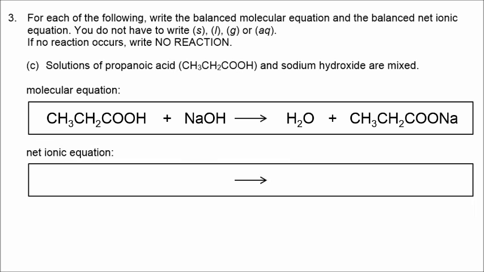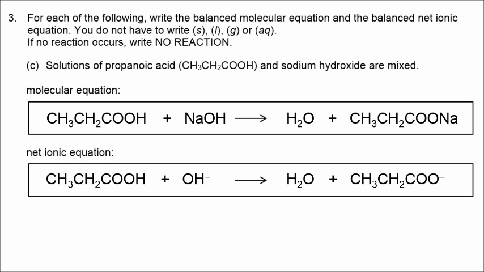Now we have to decide, do we split these up or do we leave them together? A weak acid is not broken up into ions, so we just leave that formula alone. A strong base is broken up into ions, and the sodium becomes eliminated as a spectator ion. So we have propanoic acid plus hydroxide produces water and the propanoate ion.